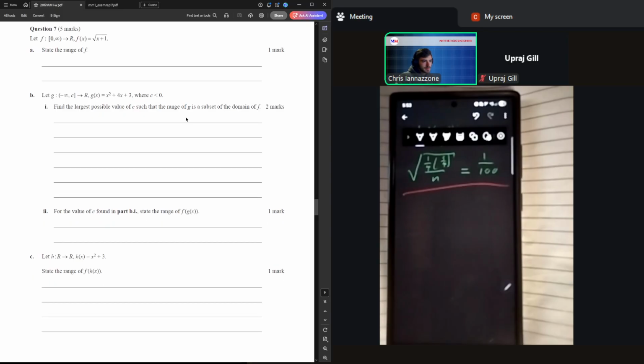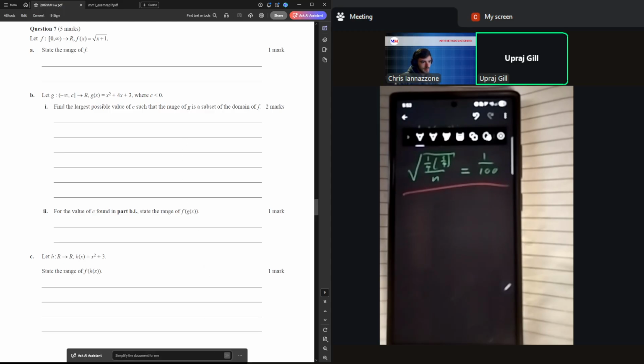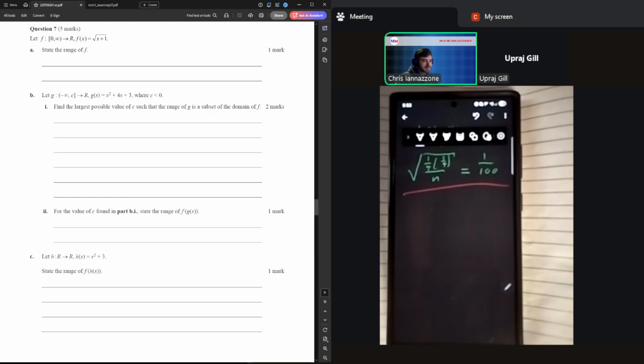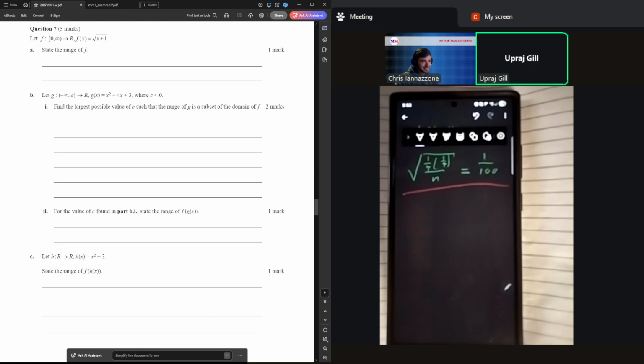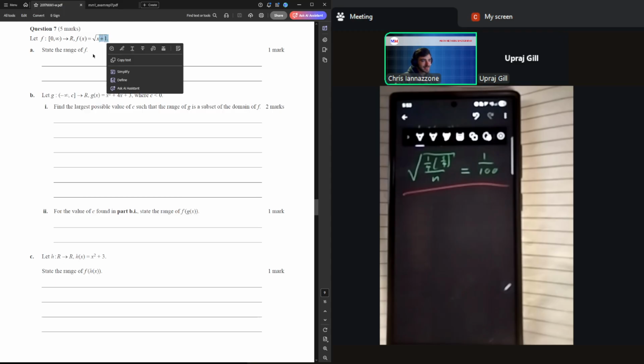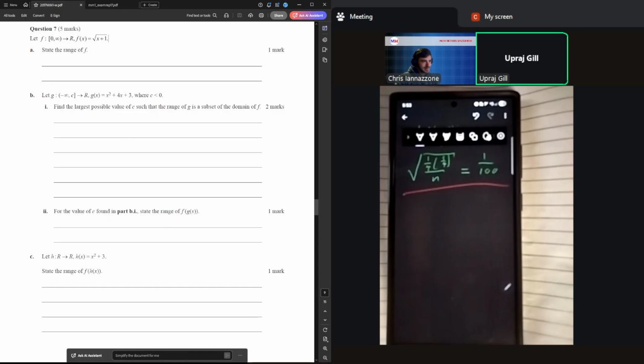7a, range of f. That'll be very quick. 0 to infinity. Well, maybe not that quick. Range. Wait, but that's the X translation inside, right? Yeah, that's a translation. You're right. So wouldn't the range still be 0 to infinity? Oh, hang on a minute.